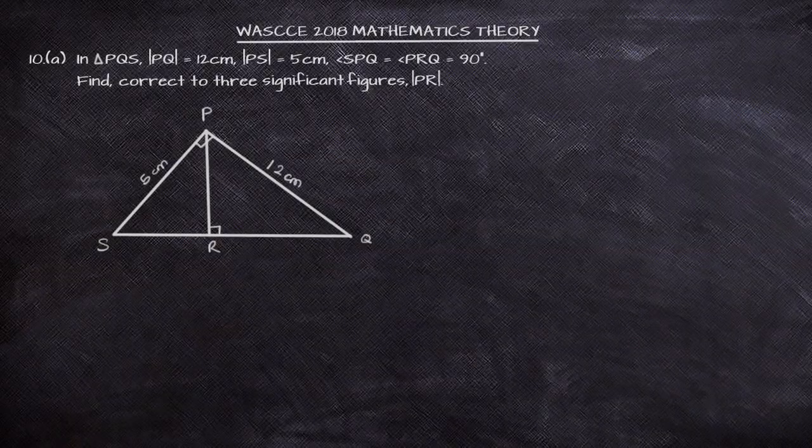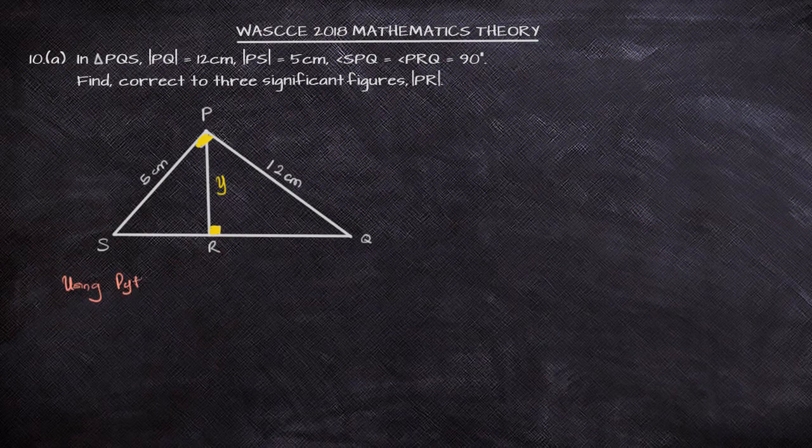Question number 10. Here we are given a triangle PQS. PQ is 12 centimeters, PS is 5 centimeters, and angle SPQ and angle PRQ is 90 degrees. We are asked to find Y, the line PR denoted as Y. Now, what we need to notice here in this diagram is that we are having two right angle triangles, and the right angles are being shown in yellow. And we are asked to find this line PR, which is being denoted as Y. So, how do we go about this?